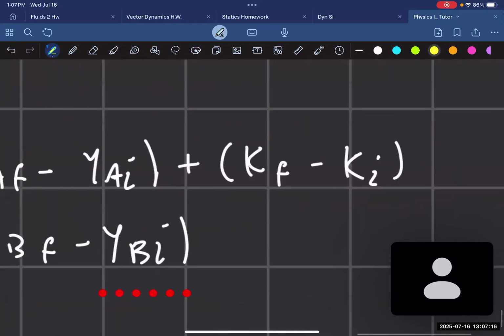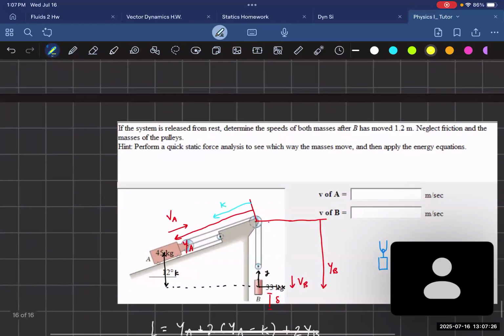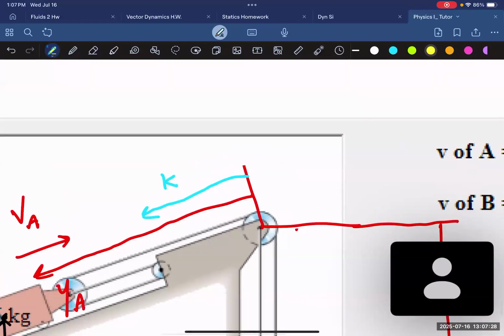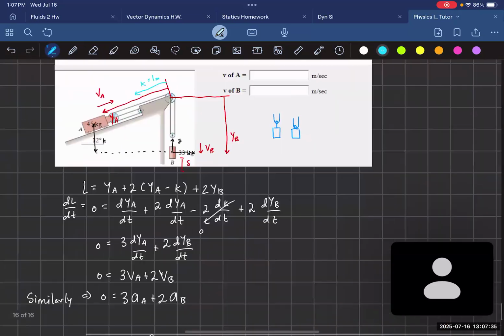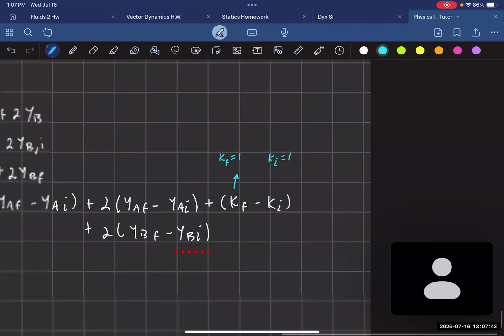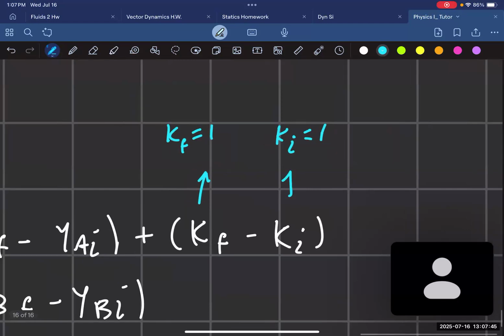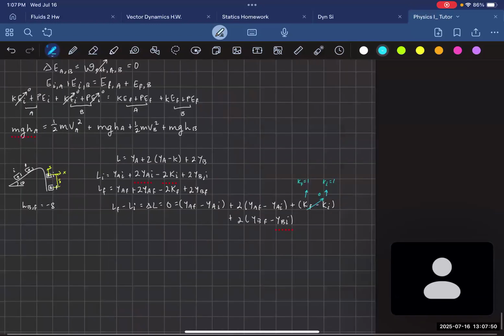And what we find out is that this right here is going to be equal to 0, right? And that's because the constants do not change over time either. So if this constant, let's say, is equal to like 1 meter, then the constant in the final is going to be equal to 1 meter, and the constant in the initial is going to be equal to 1. And 1 minus 1 is going to go to 0, right? So that does not matter.